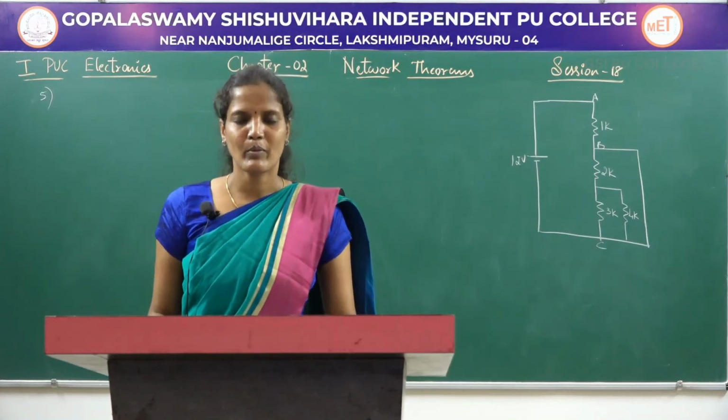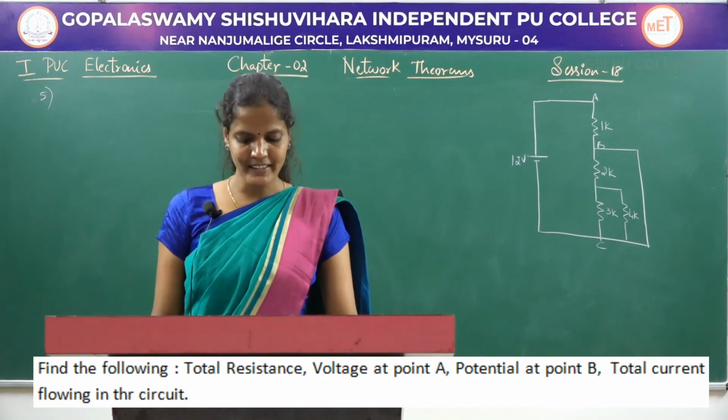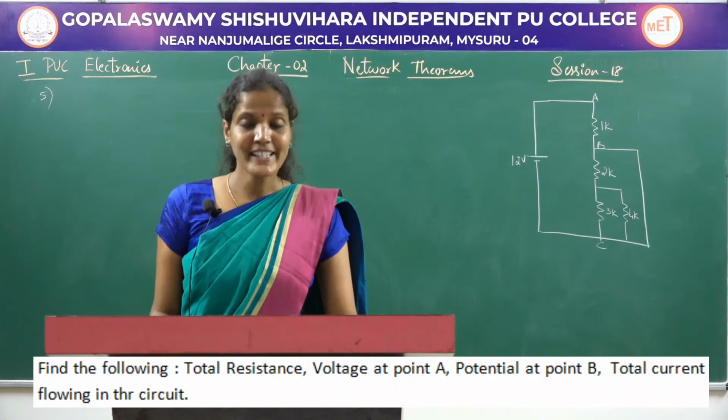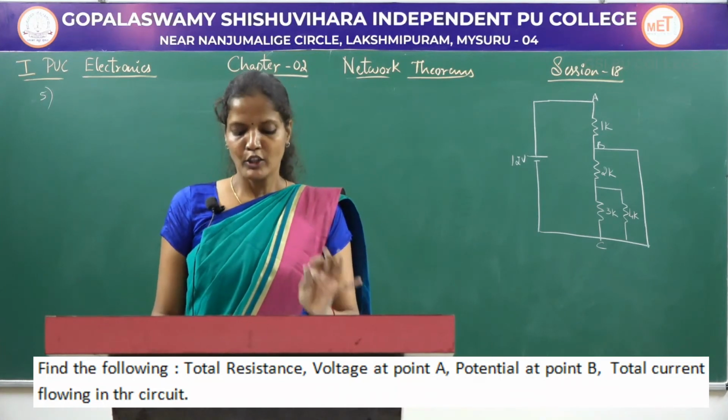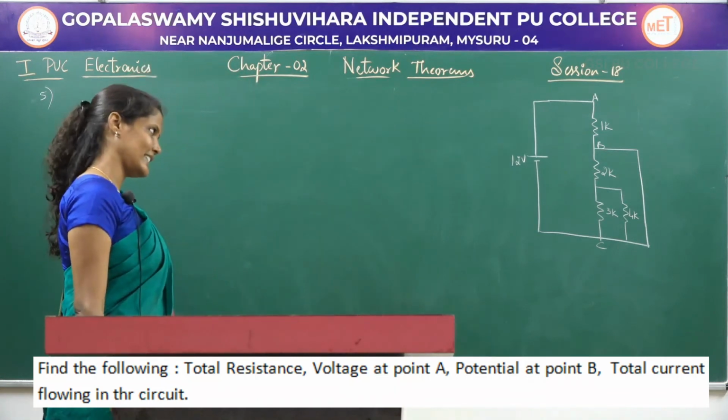So this is the next problem where you have to find the following, that is total resistance, voltage at point A, potential at point B, total current flowing in the circuit. So the first one, total resistance.